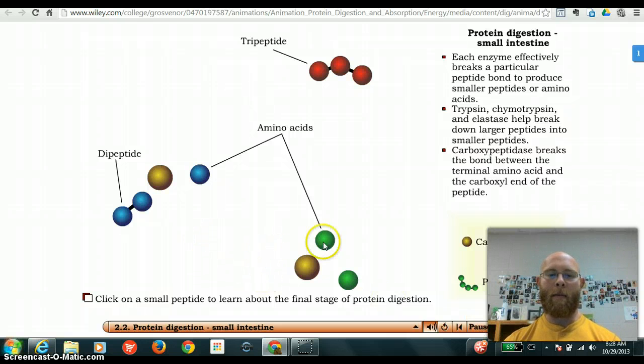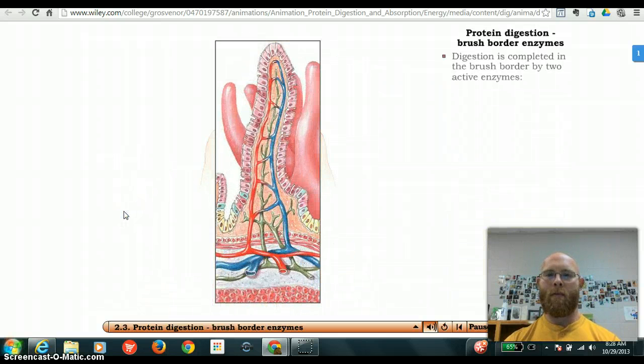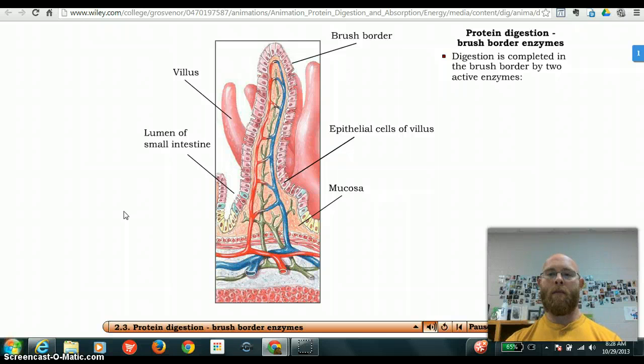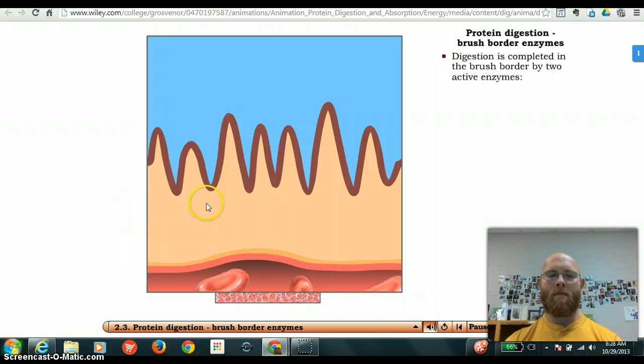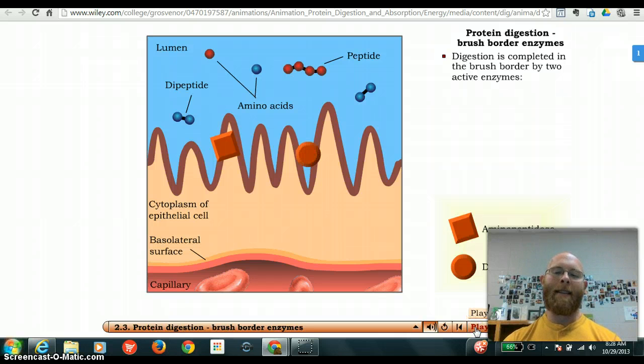All right, let's click on a small peptide. There we go. Protein digestion is completed in the brush border cells of the villi. Two brush border enzymes are involved, aminopeptidase and dipeptidase. Okay, time out. Aminopeptidase and dipeptidase.